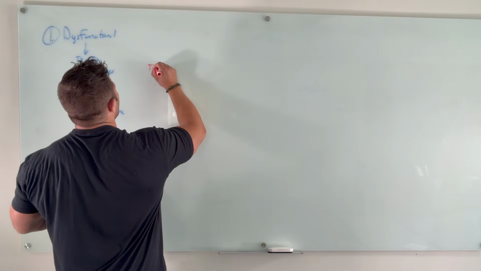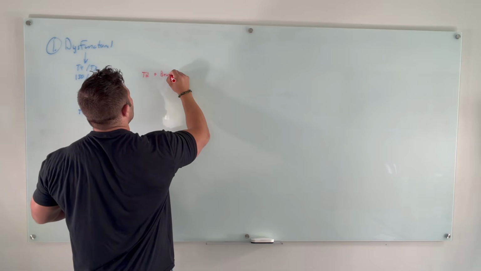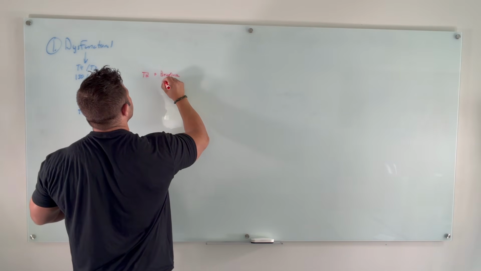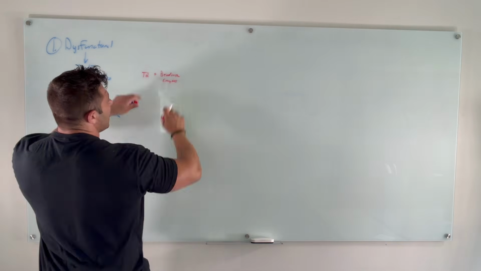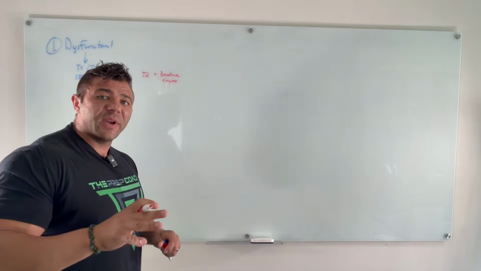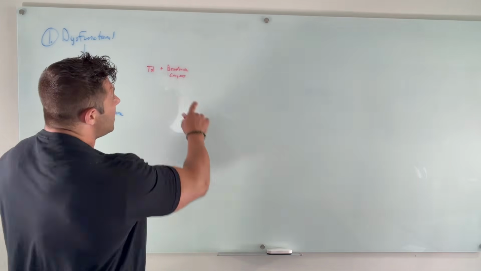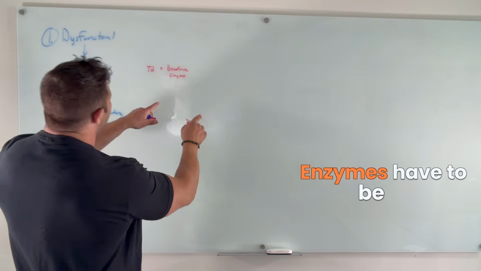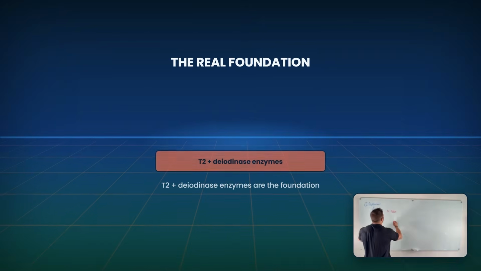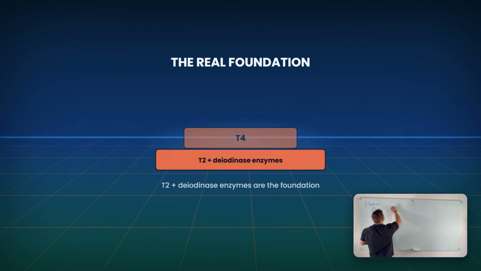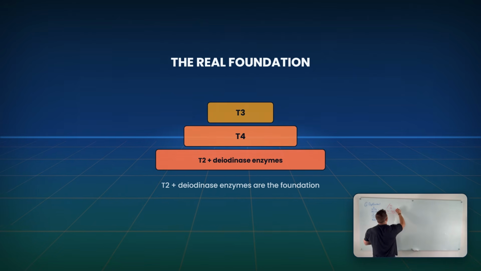If you have really T2, to me, it's T2 and deiodinase enzymes. Those are the baseline players that allow T3 to work actively in a specific site, that allow T4 to drive deiodinase stimulation, because the enzymes have to be there to allow T4 to work. I think these are the most baseline players. And then if you go up that pyramid, I kind of see T4 and then T3, if we want to make it like this pyramid scenario.